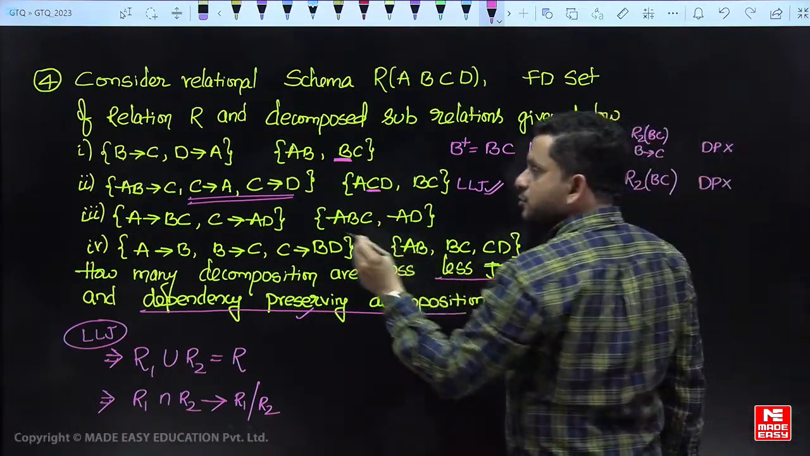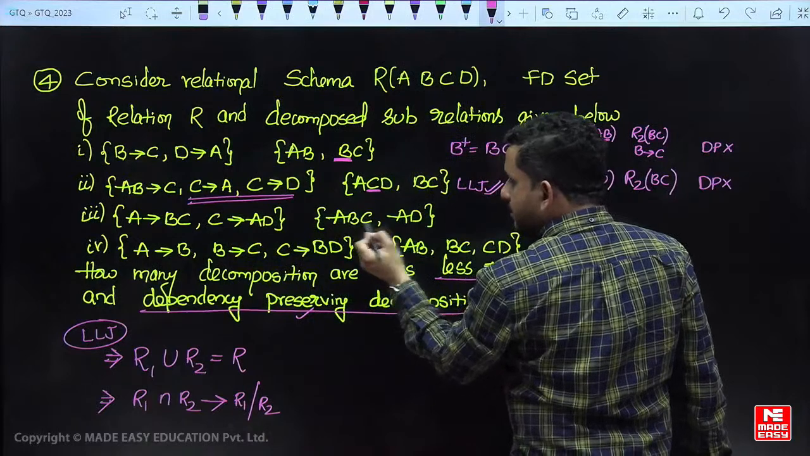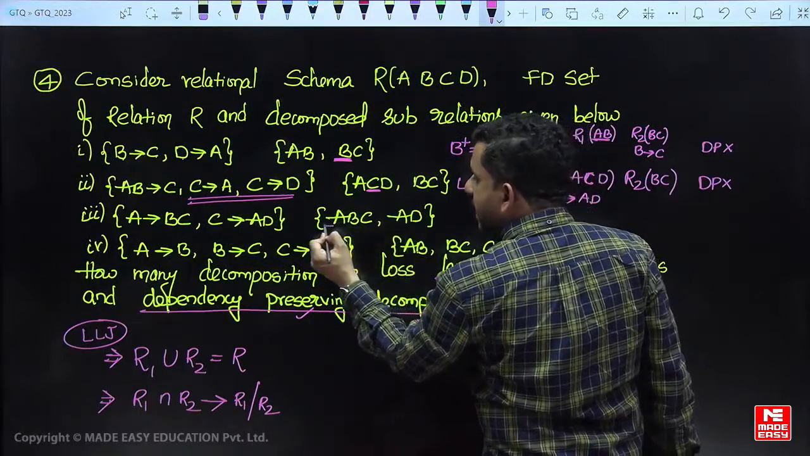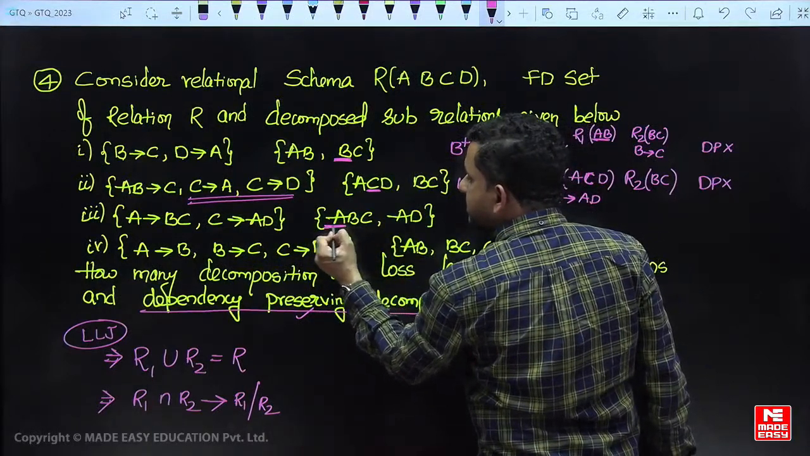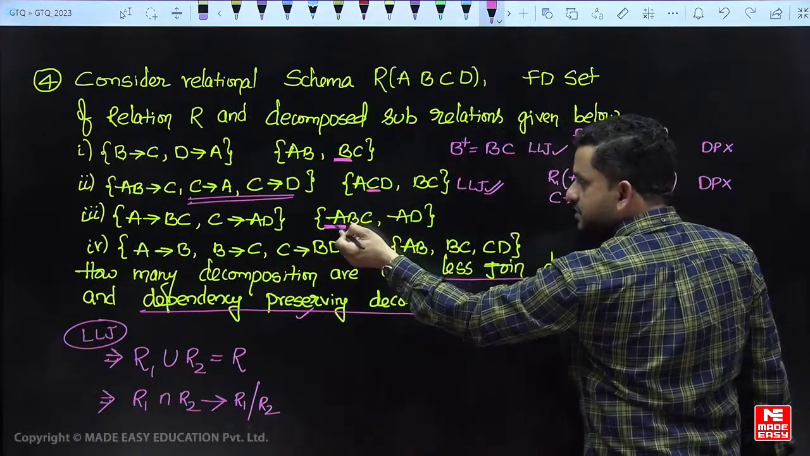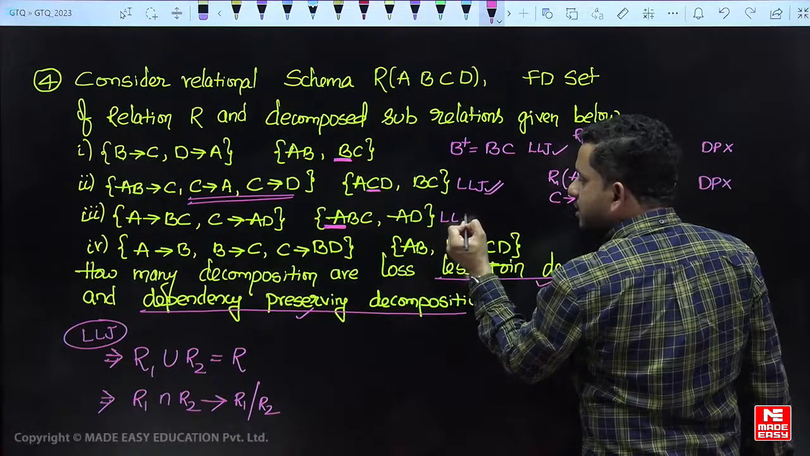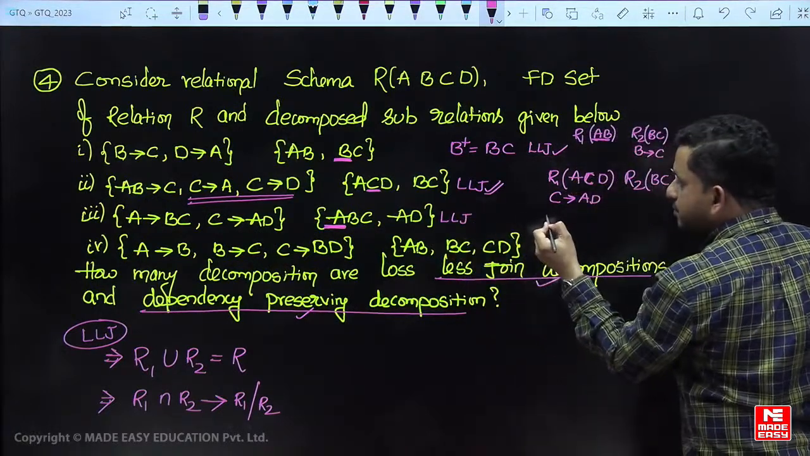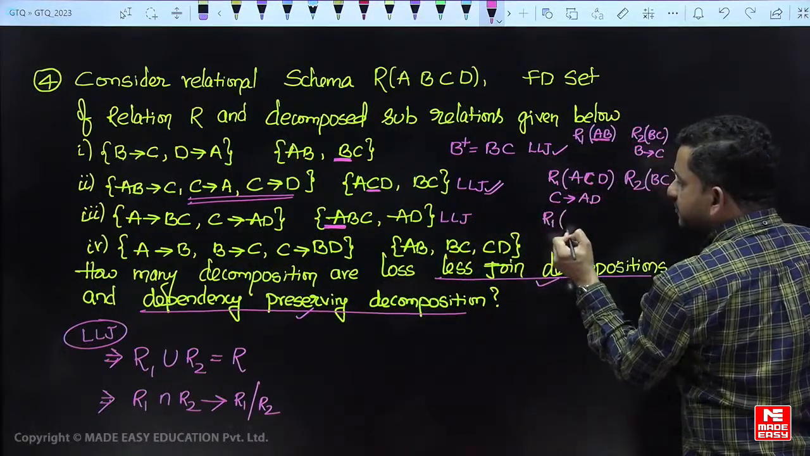Then the third question. The common attribute between the relations is A. A determines BC. A is the key for the first subrelation. It is again a lossless join decomposition. Let's see the dependency preservation.